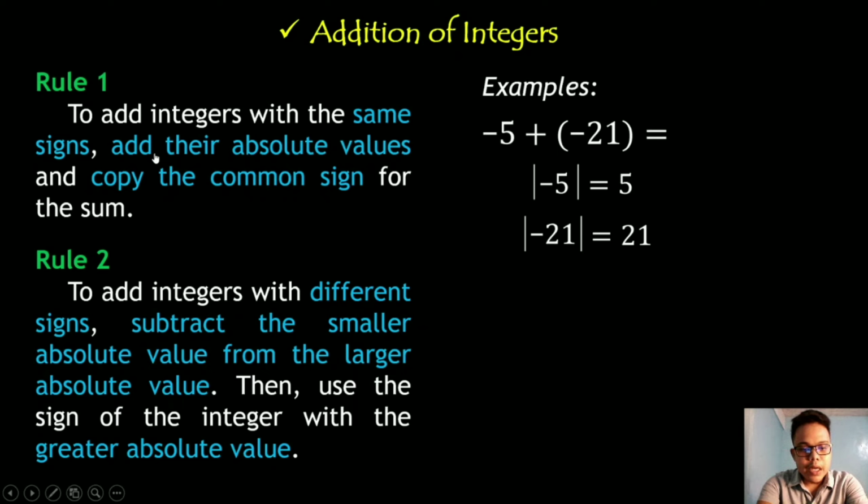Sinasabi ng rule number 1 na kapag nag-a-add ng same signs, we just simply add their absolute values and copy the common sign for the sum. So we add 21 and 5, that's 21 plus 5, which is equal to positive 26. And since yung common sign is negative, kokopyahin lang natin yung negative sign, so our final answer would be negative 26. So negative 5 plus negative 21 equals negative 26.